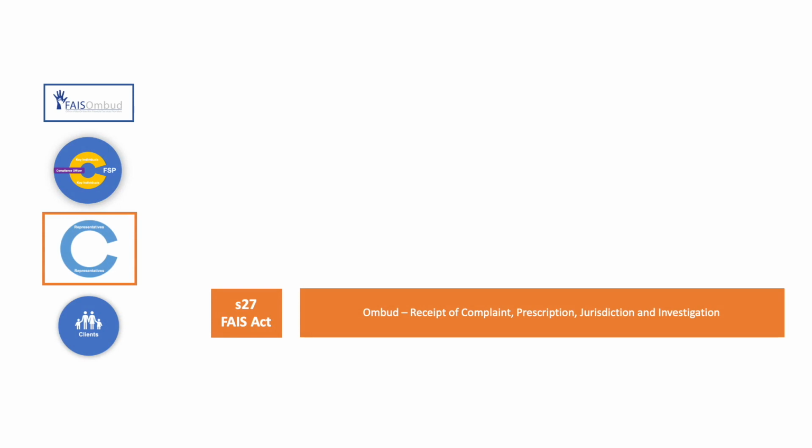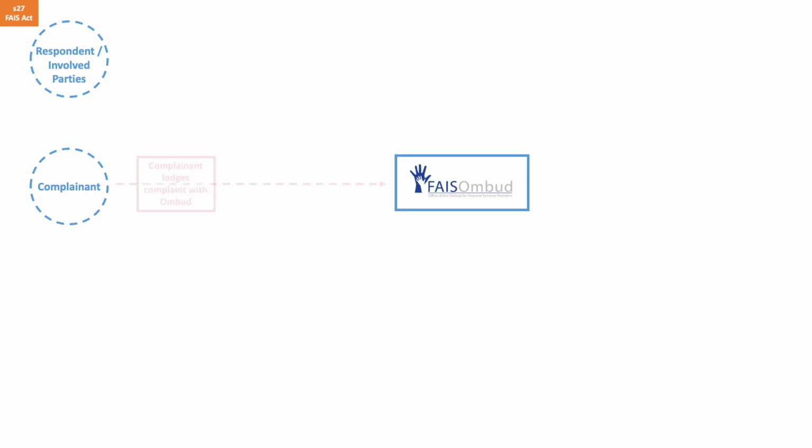Lastly, we will look at Section 27 of the FAIS Act. Remember, we have our three parties as before, being the FAIS Ombud, the client, also referred to as the complainant, and the FSP, also referred to as the respondent, and/or involved parties, which may be the key individual and/or representative. The complainant lodges their complaint with the FAIS Ombud, as discussed previously in this video.